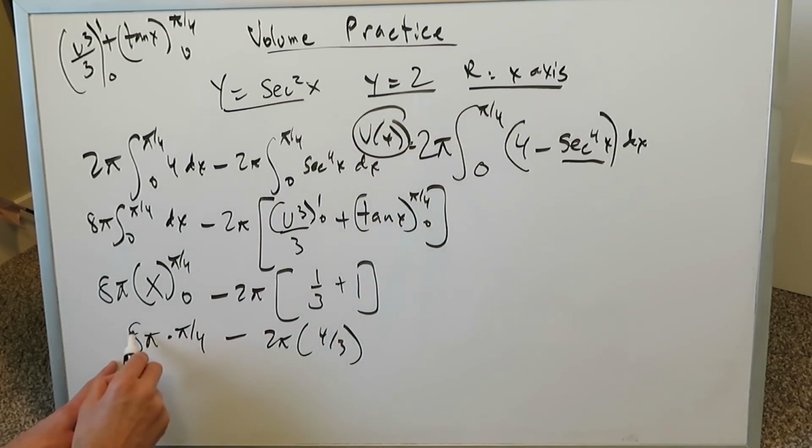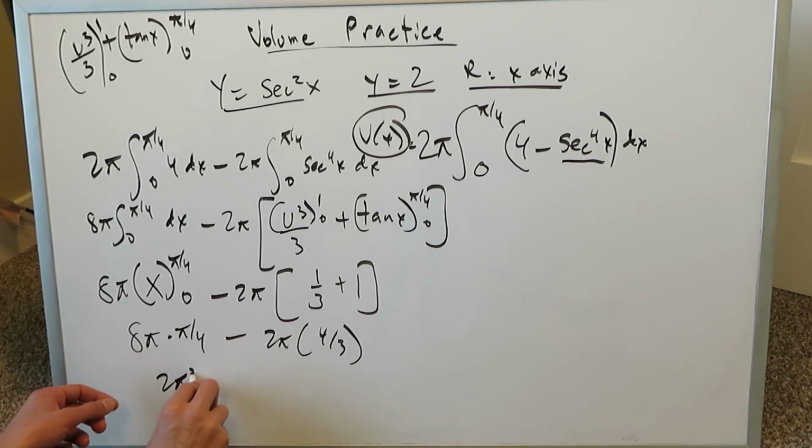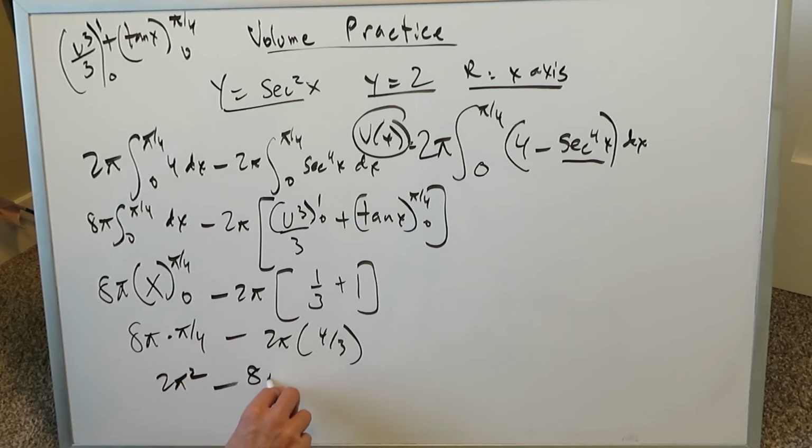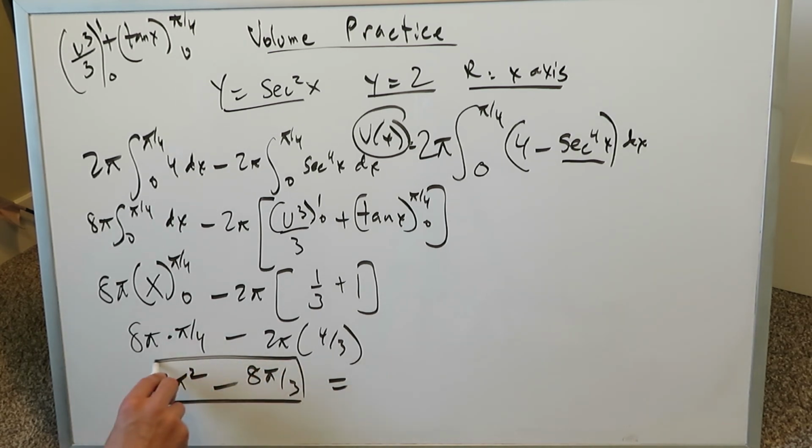Here I get a 4 going into 8 two times, so I get a 2 pi squared. Here I get an 8 pi over 3. You can do a numerical value of this. This right here is a good volume answer: 2 pi squared minus 8 pi over 3. But we can do a volume determination in terms of a good numerical value, and I get a volume of 11.362 units cubed. Because we're talking about volumes, we'll do cubed, but units is an arbitrary unit here.